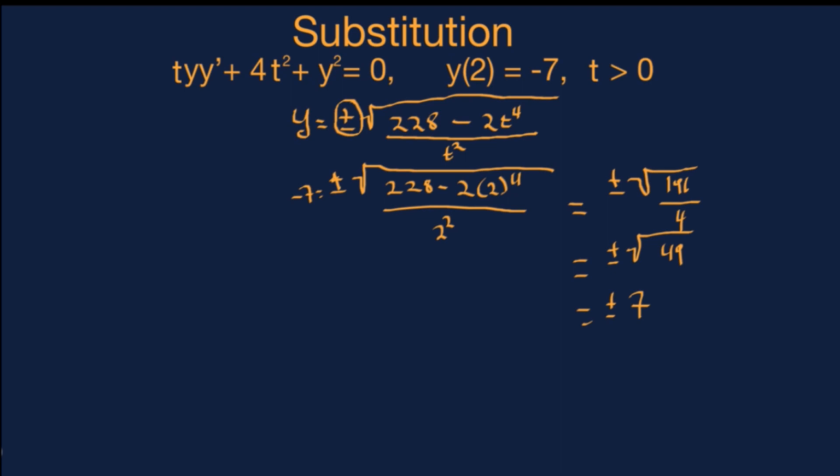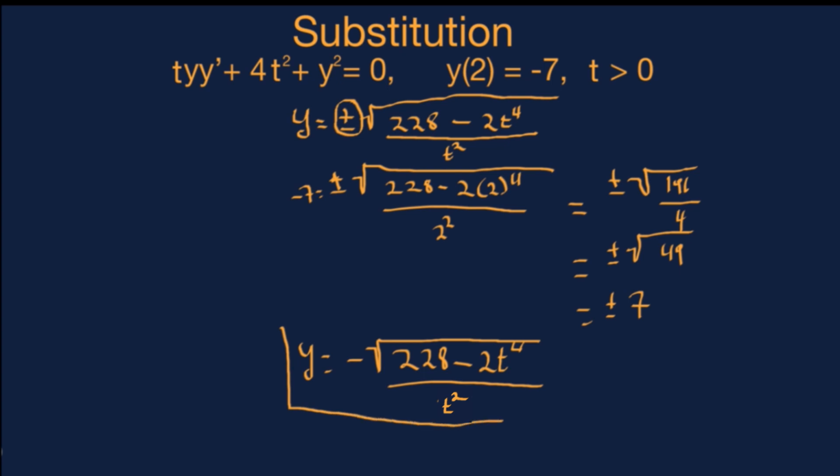So finally, our solution is y is equal to minus the square root of (228 minus 2t raised to the fourth) over t squared. And this is the particular solution that satisfies our initial condition.